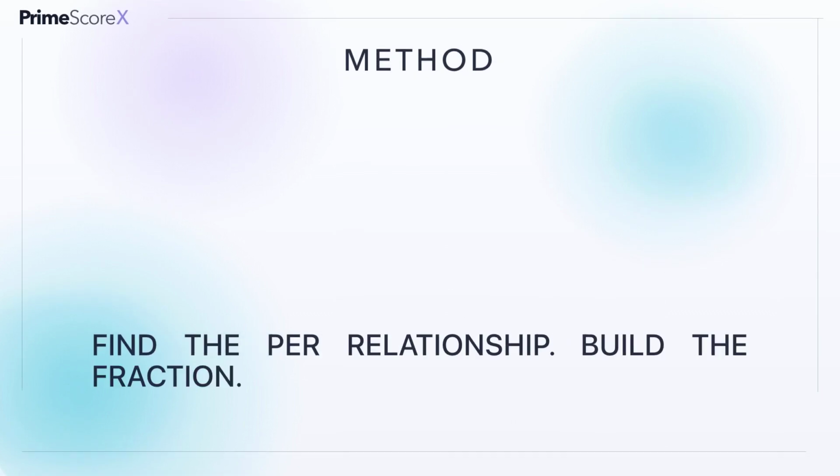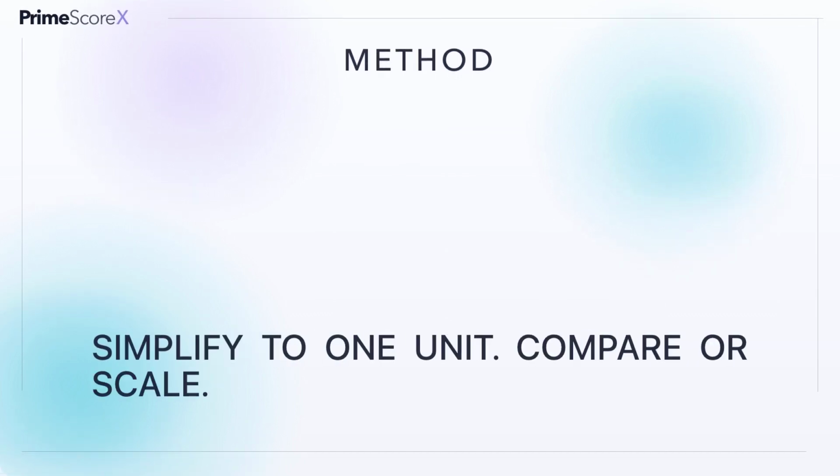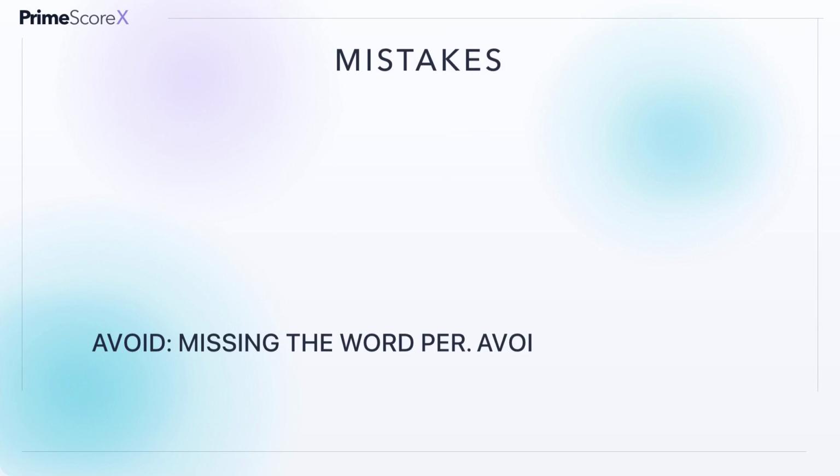Use a repeatable workflow. First, find the per relationship. This tells you what role each number plays. Second, build the fraction. Do not let the numbers float separately. Connect them through a relationship, formula, proportion, expression, or unit path before you compute. Third, simplify to one unit. Work cleanly, keep signs visible, and use the calculator only when it truly helps. Fourth, compare or scale. Verification does not need to take long. Ask whether the size, sign, unit, and format of the answer make sense.